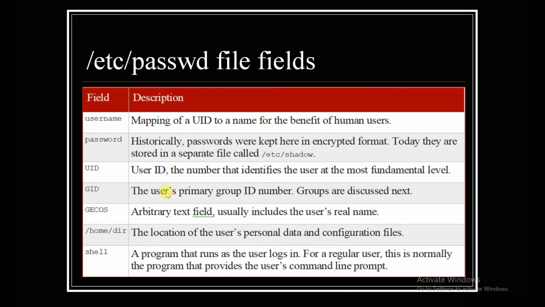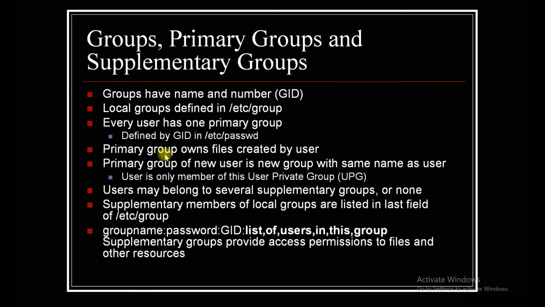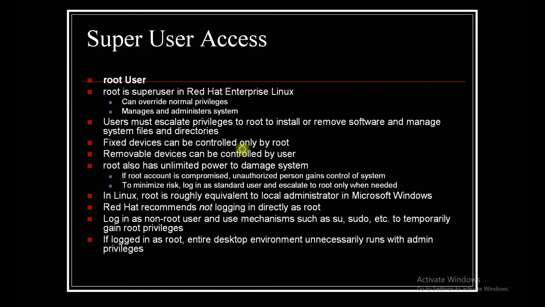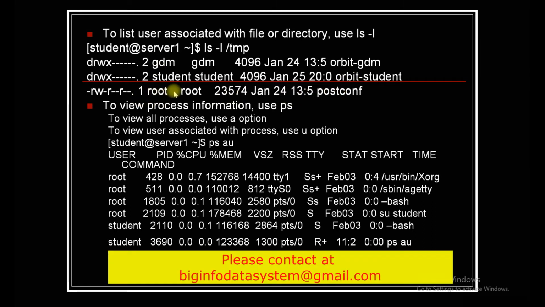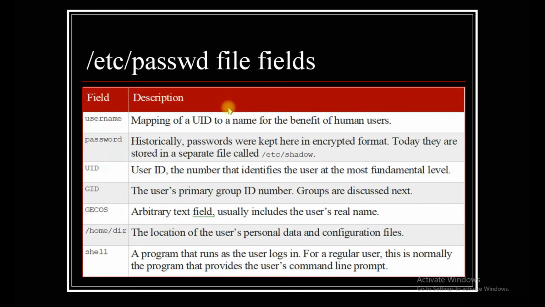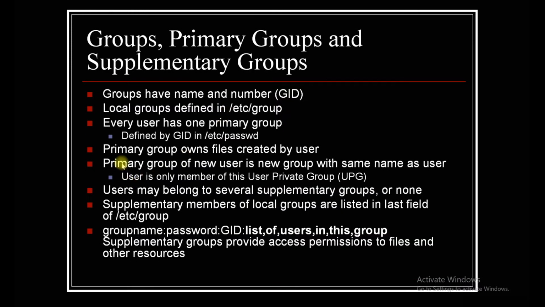Okay, so here the primary group will be defined for the particular user. It is the primary group on files created by the user. So whenever you create any file, let's say we have this example, this postconf file is created by student1, so it will have the student1 user ID and student1 group. Okay, by default it will come.